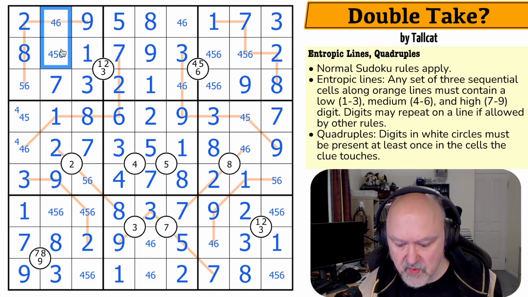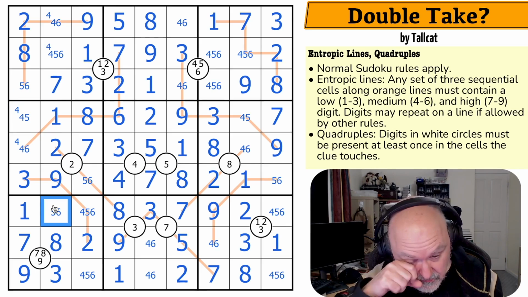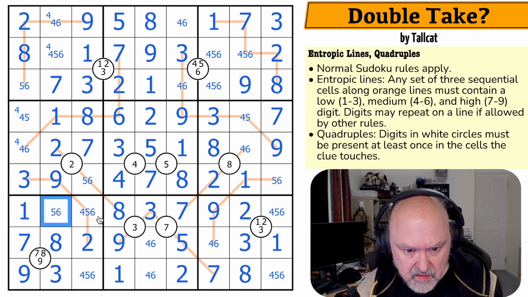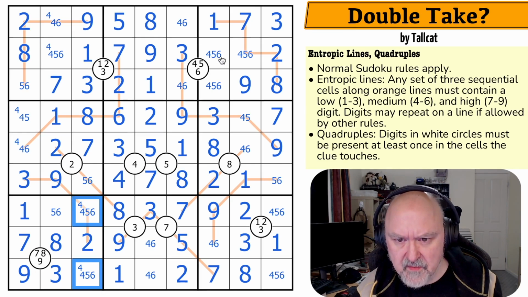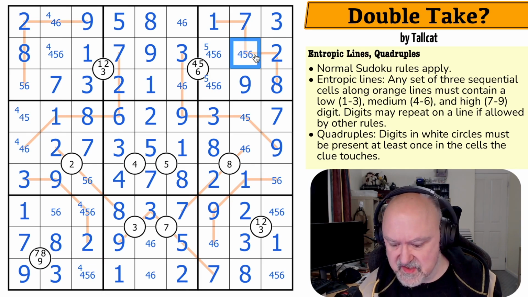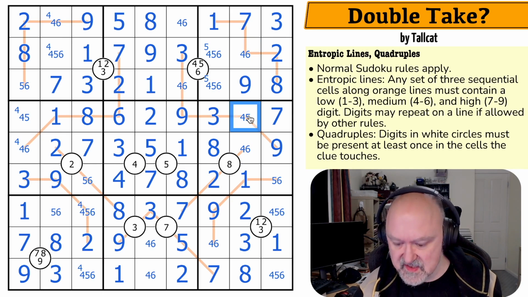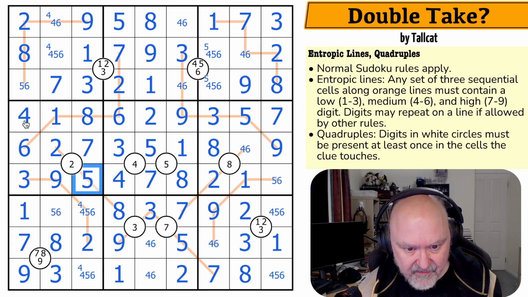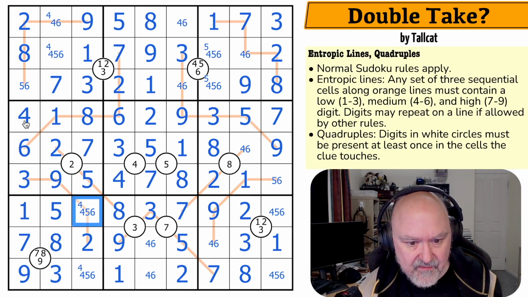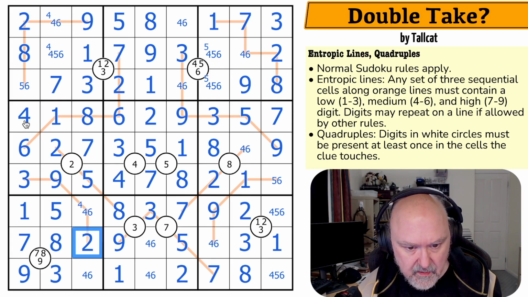So 4 is in one of those 2, so this is still tricky. 4 is in one of those two. Not sure what that's doing for me. Now, 5 has to be in one of those two. So there's no 5 there. That's a 4-6 pair, making that the 5, making that the 4, making that the 6, making that the 5, which makes that the 5, and this becomes a 4-6 pair.